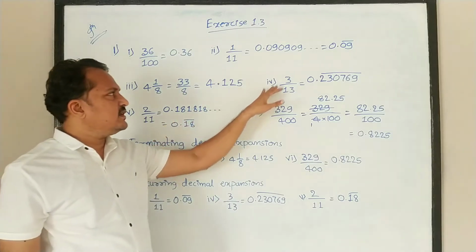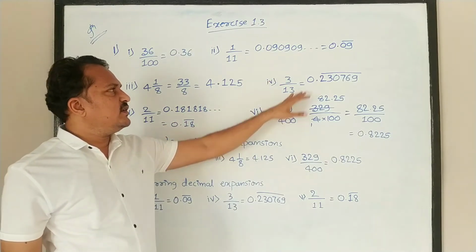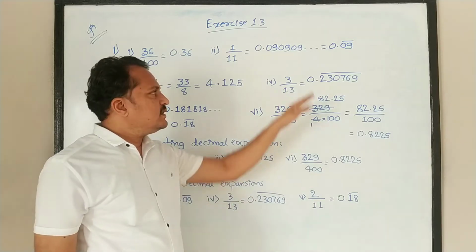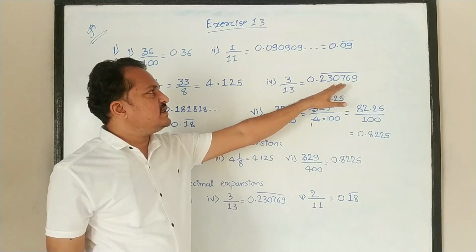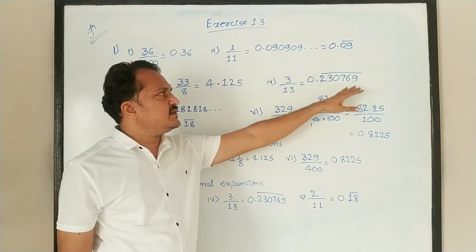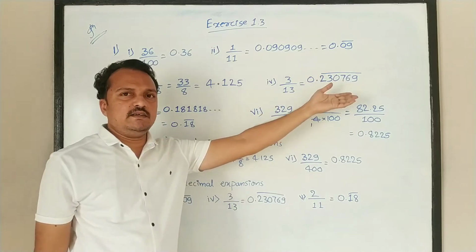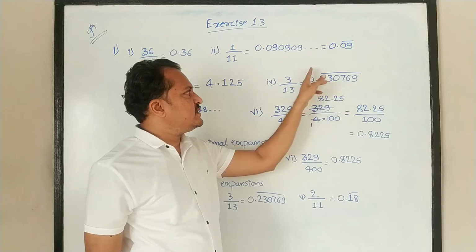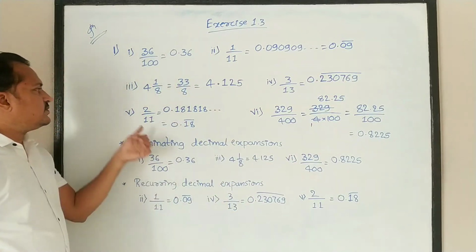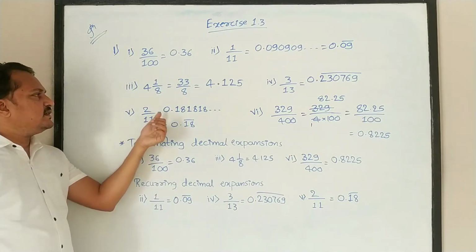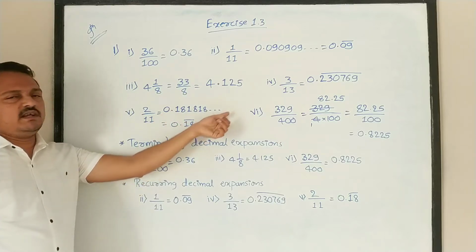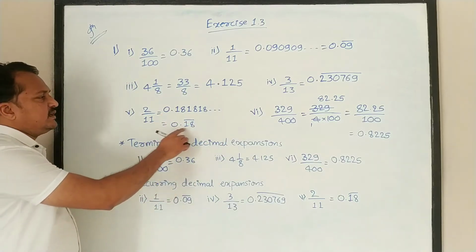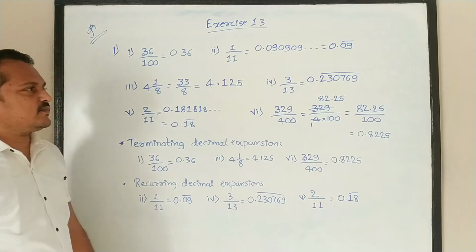Then come to the fourth one, 3 by 13. Divide it, and you will get 0.230769. These 6 digits repeat continuously, so we will write 0.230769 bar. Now come to 2 by 11. Here we will get 0.18181818 and so on. That is why we write 0.18 bar.